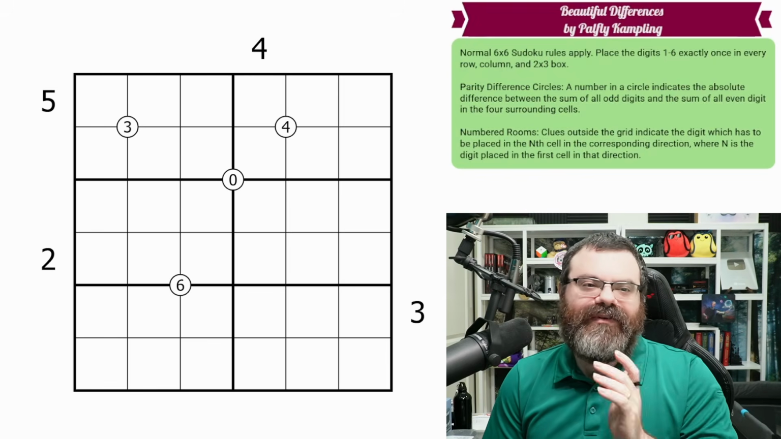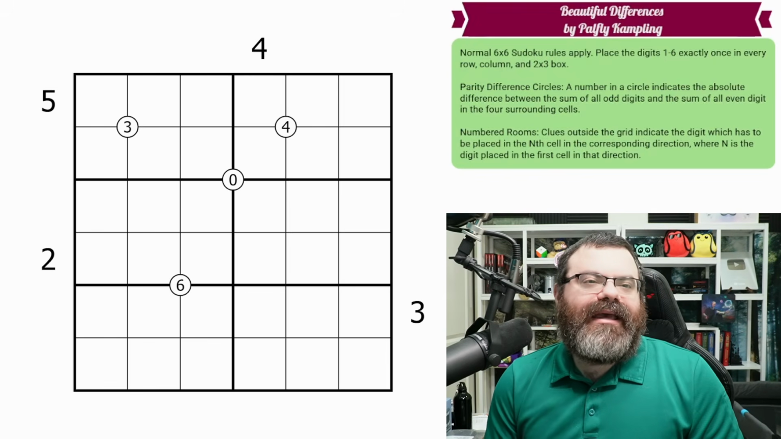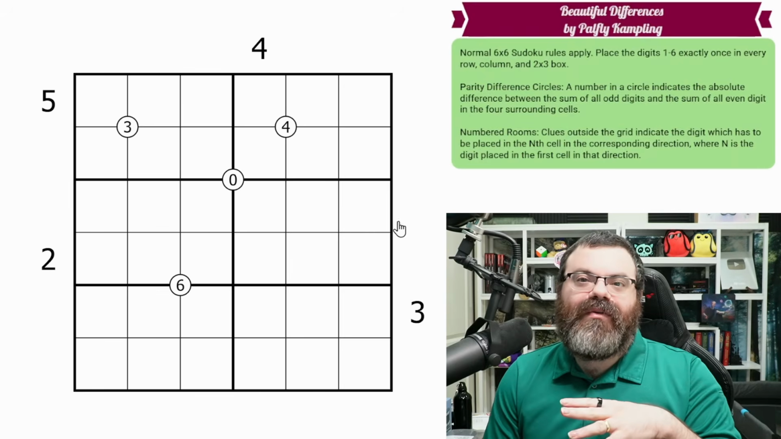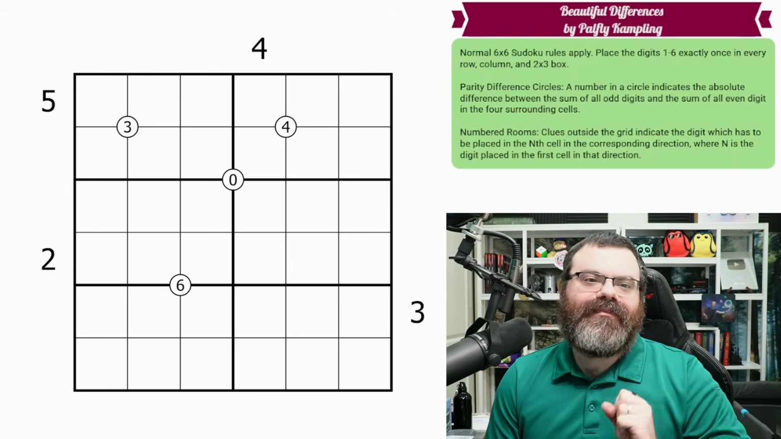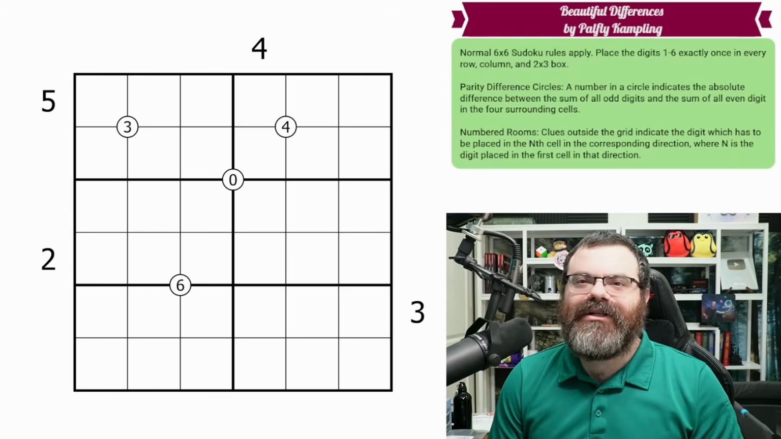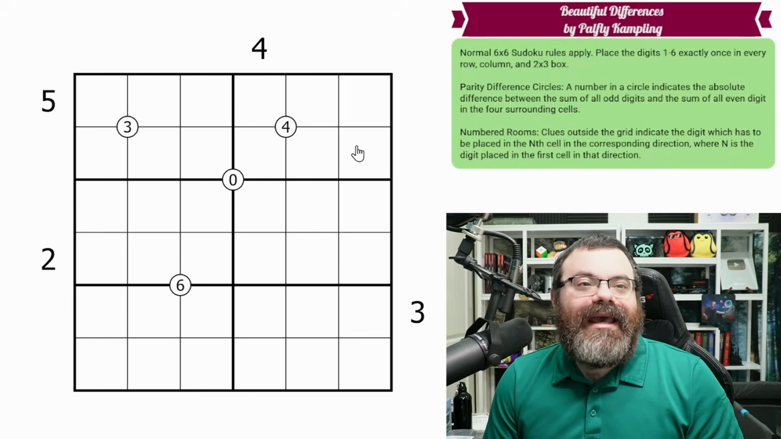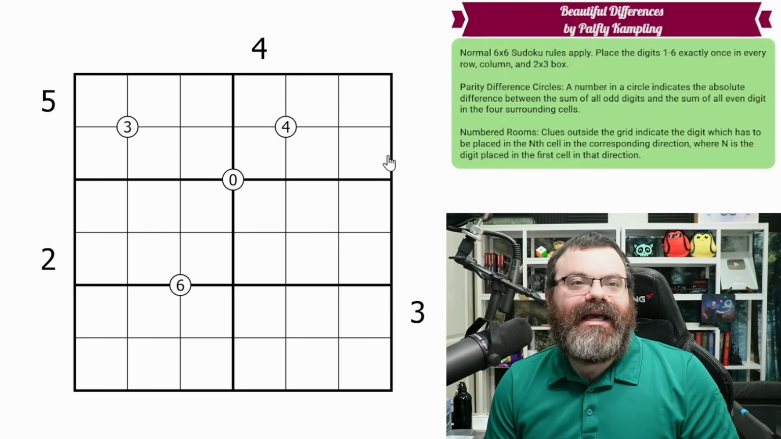So the parity of 2 is even, parity of 3 is odd. And so every single puzzle this week will involve parity in some way. So expect to pull out your crayons. I like to color evens blue and odds orange, but you can use whatever colors you please. And all right, so let's start with this puzzle by Palfly Kampling.